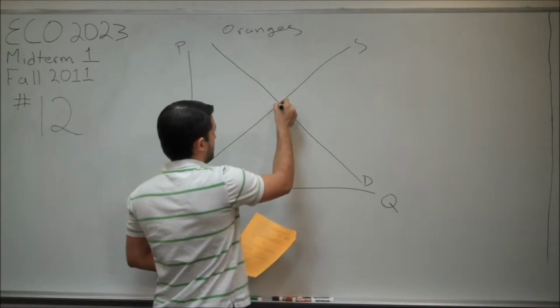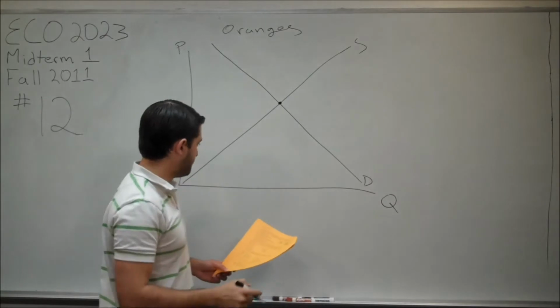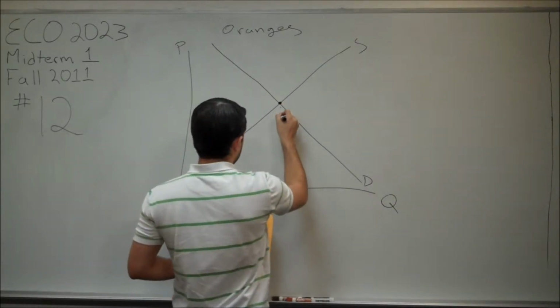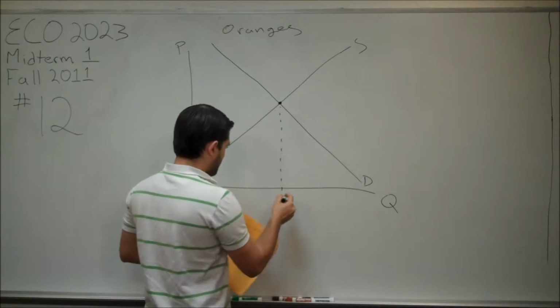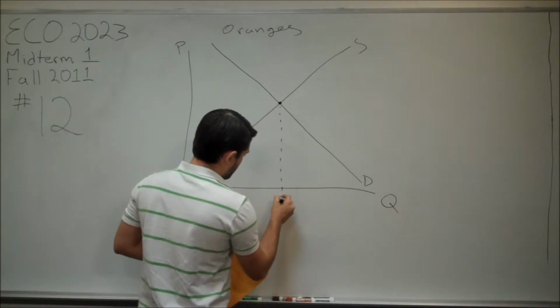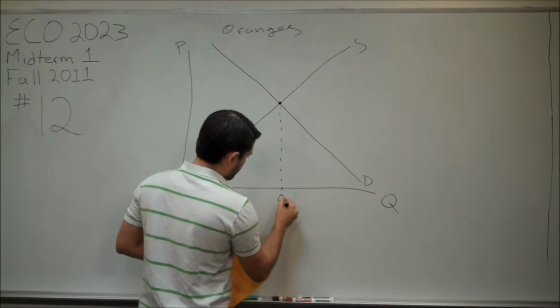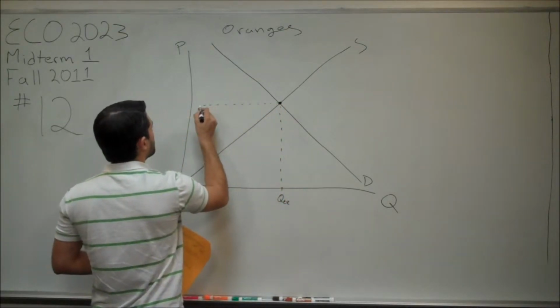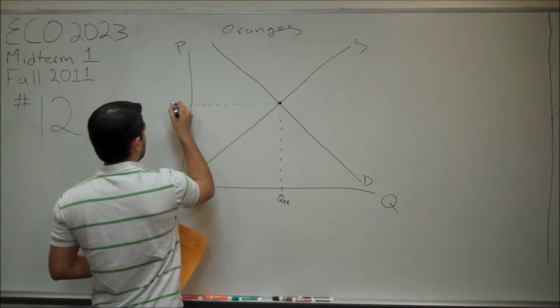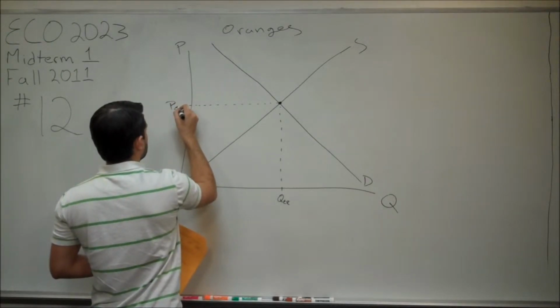First thing we got to do is make our supply and demand graph for oranges. So this is right now where the supply and demand curves meet. And this is going to be our equilibrium quantity. This is going to be our equilibrium price.